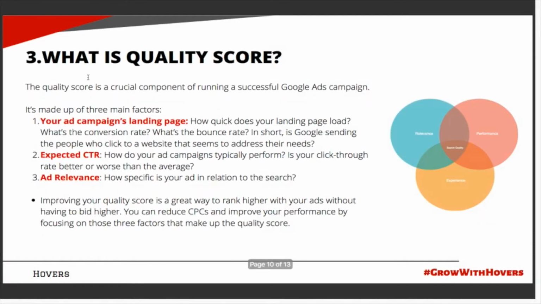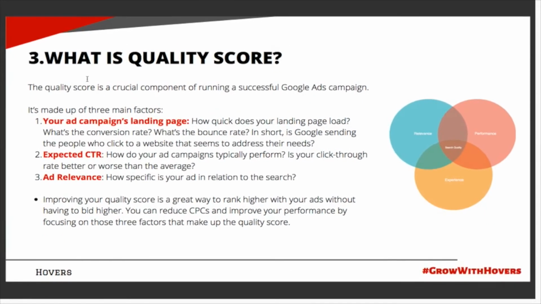Now, coming to the third point of this module, it's about the quality score. So, let's see what a quality score is. A quality score is a crucial component of running a successful Google Ads campaign. You need to make sure your quality score is high so that you can run a successful Google Ad campaign. It's made up of three main factors: the campaign's landing page, the expected CTR, and the ad relevance.